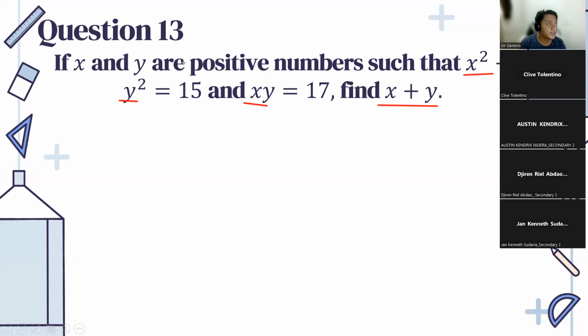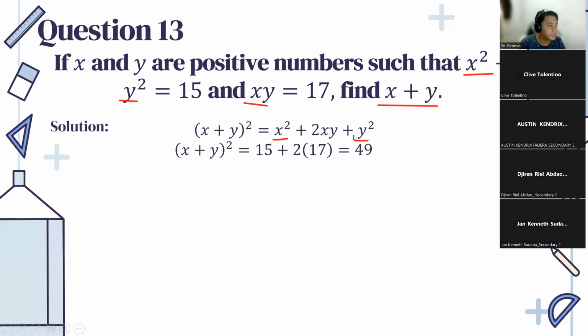that will just be enough in order to substitute into a perfect square trinomial, right? So if you just get the perfect square, (x plus y) quantity squared, which is equal to x squared plus 2xy plus y squared, we can just then substitute the values. So that will just be x squared plus y squared, which is 15, and you have 2xy, so 2 times 17, and then that will give you 49.